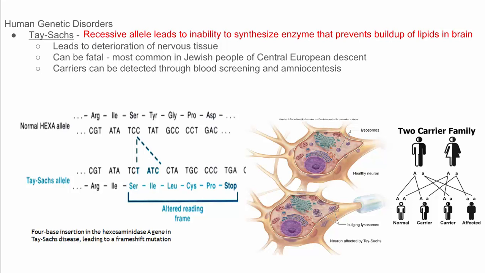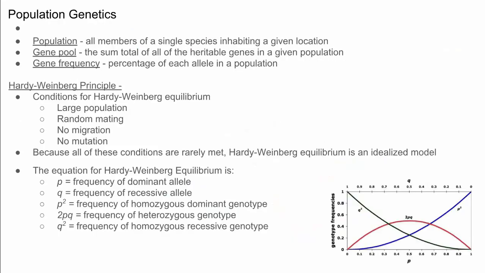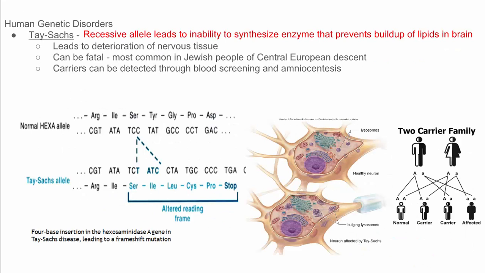It's caused by an insertion. If you look at the allele for Tay-Sachs, the beginning of the gene is the same, but then we have an insertion. A gene was inserted here, and therefore everything else is shifted forward. And that leads to this enzyme not functioning properly.